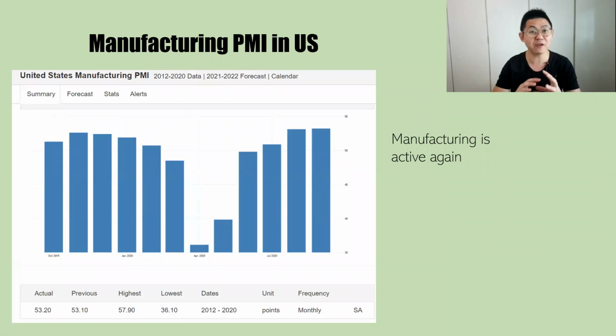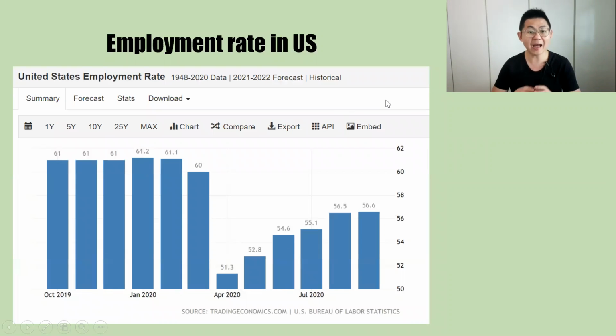And let's take a look at the manufacturing PMI. In January, because of the COVID-19 situation, what happened? Boom! It came down and now it's going back up. So is this good news or bad news? It is good news. Manufacturing is active again. So if manufacturing is active again, that means more hiring will take place, then they will buy more material, and you get the idea, right? So that means the economic activity is going to look better and brighter, and we will have a better economy soon.